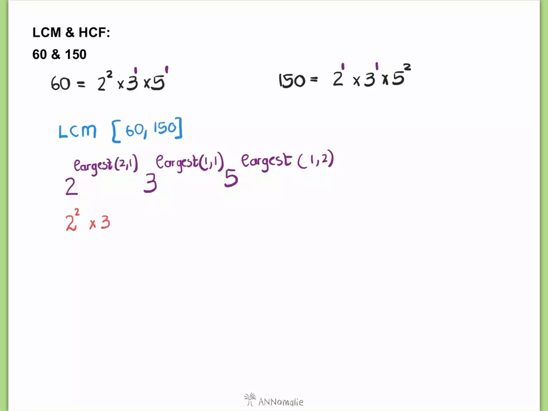by 3, and then 5 to the power of 2. Right, so that will give us the very same result we found, that is 300. So that's the more effective mathematical way.